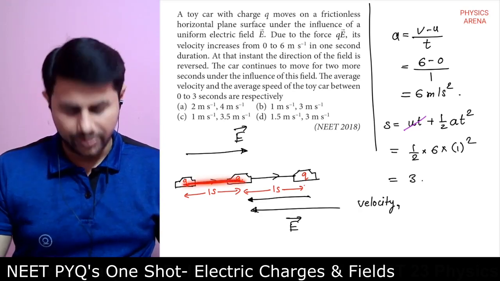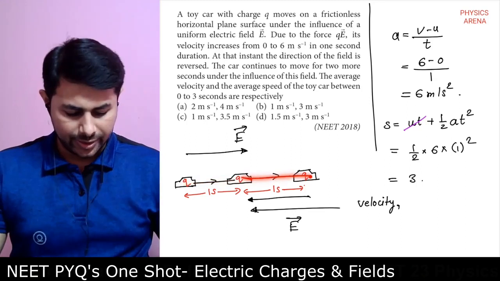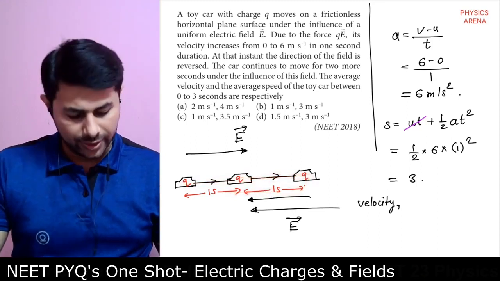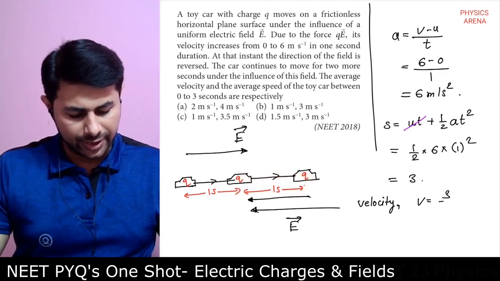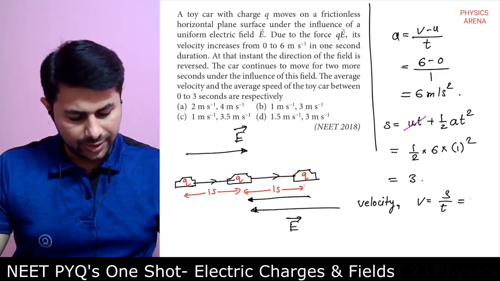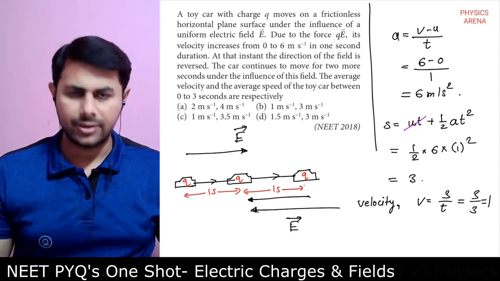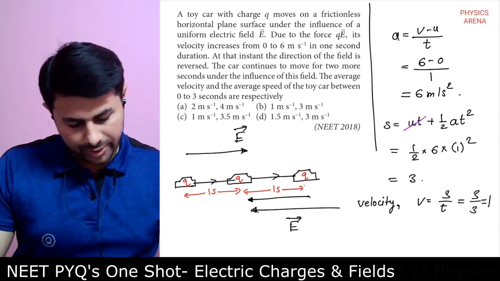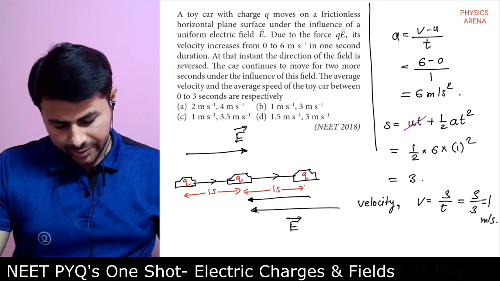Okay, so how much is the velocity now? So why did I find only this much distance? Because it will come back to the same point after 3 seconds. Okay, so what is velocity? It is displacement divided by time. So it is s upon t. How much is that? 3 upon 3. So it is 1, right? 1 meter per second. But how much would the speed be?